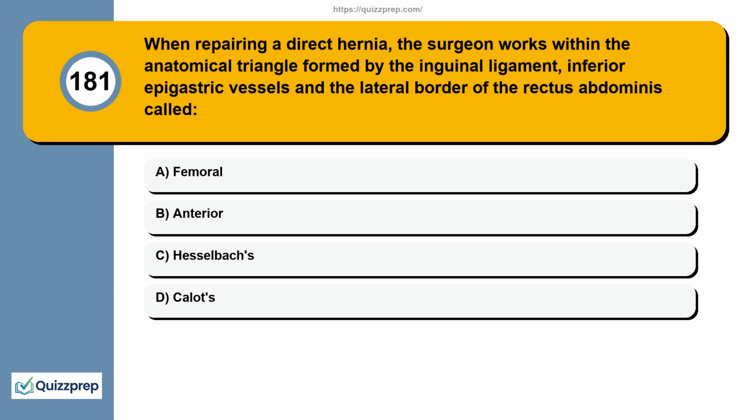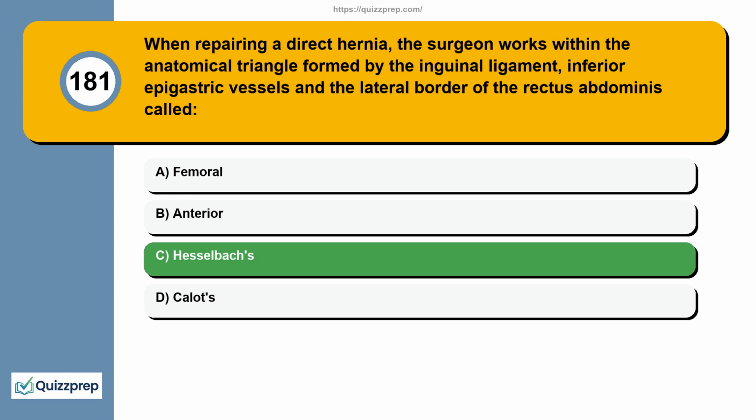Question 181. When repairing a direct hernia, the surgeon works within the anatomical triangle formed by the inguinal ligament, inferior epigastric vessels and the lateral border of the rectus abdominis called option A, femoral. Option B, anterior. Option C, Hesselbach's. Option D, Kalos. The correct answer is option C, Hesselbach's.